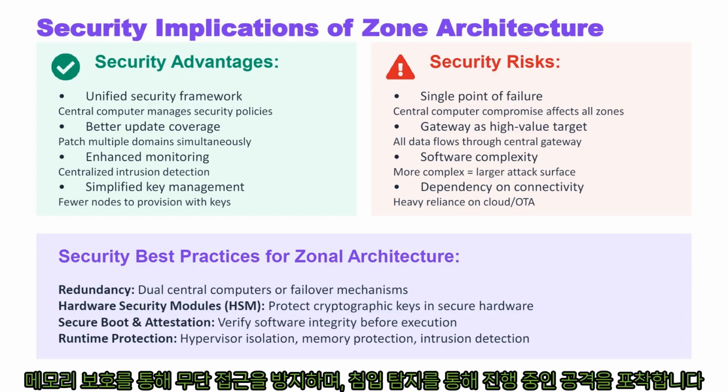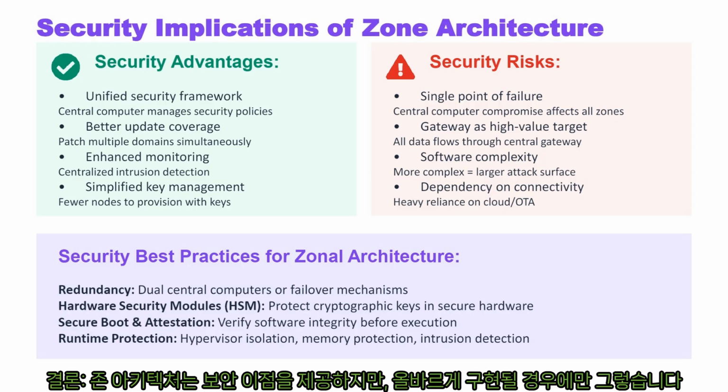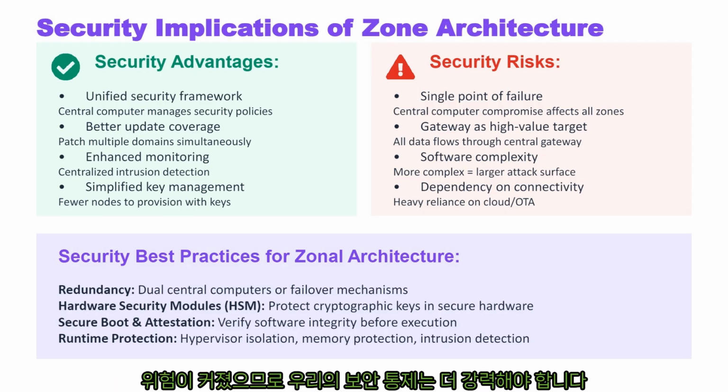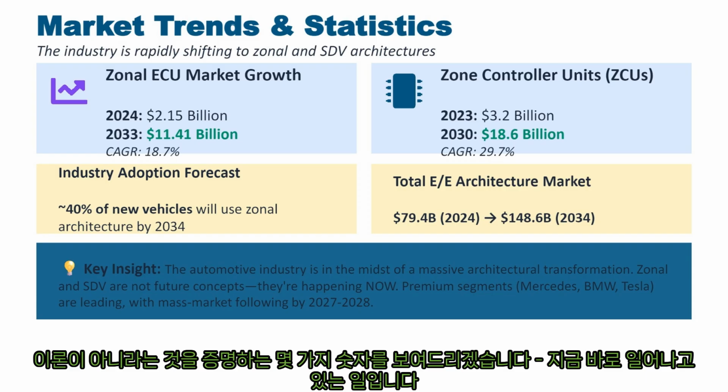Runtime protection. Use hypervisor isolation to separate different applications, memory protection to prevent unauthorized access, and intrusion detection to catch attacks in progress. The bottom line: zonal architecture offers security advantages, but only if implemented correctly. The stakes are higher, so our security controls must be stronger. Let me show you some numbers that prove this isn't just theory. This is happening right now.